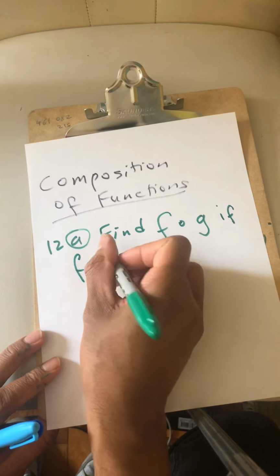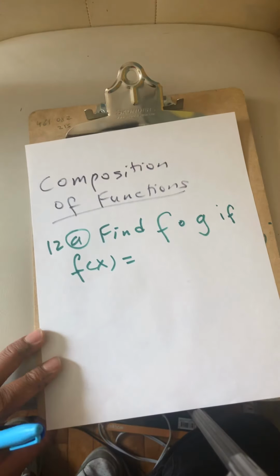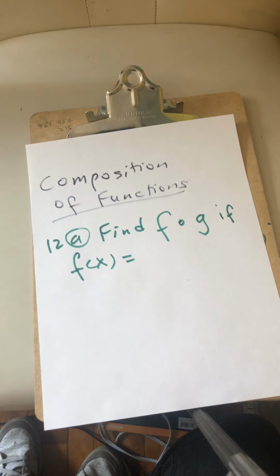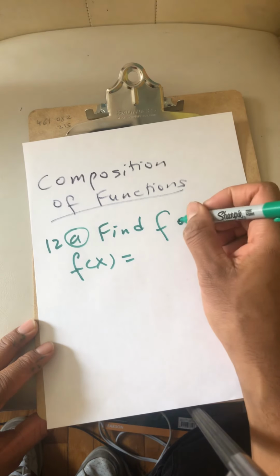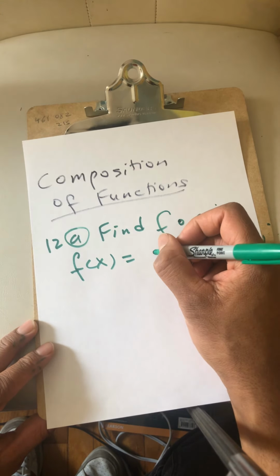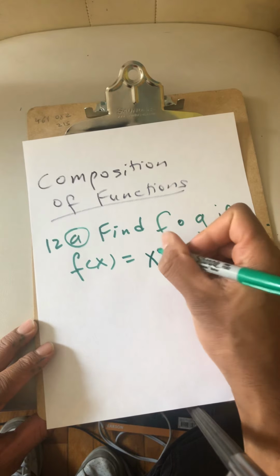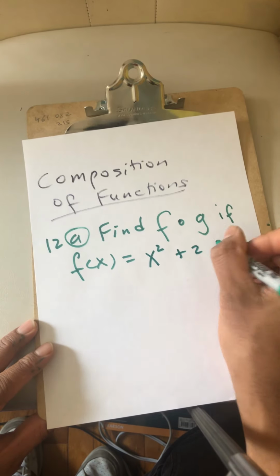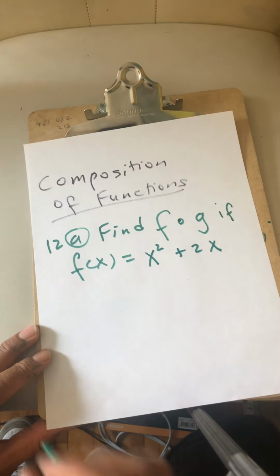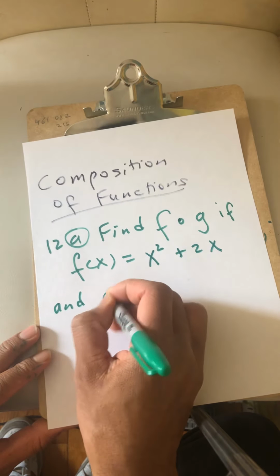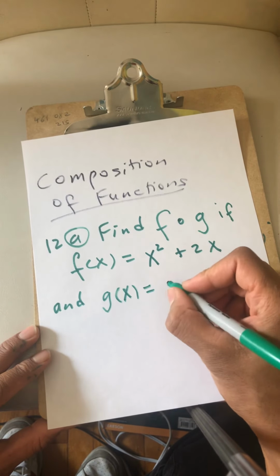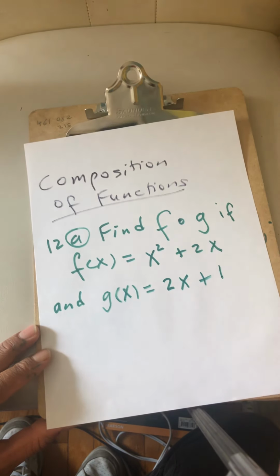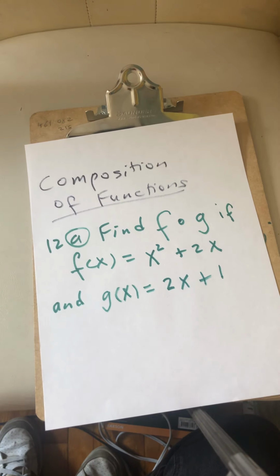f of x, by the way, f of x and x are interchangeable. f of x means that the function f depends on x, and f is just basically the function symbol itself. So f of x is equal to x squared plus 2x, and g of x is equal to 2x plus 1. And they're asking us to find f composed with g.